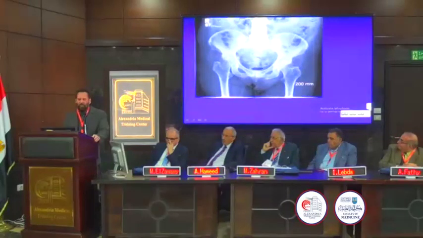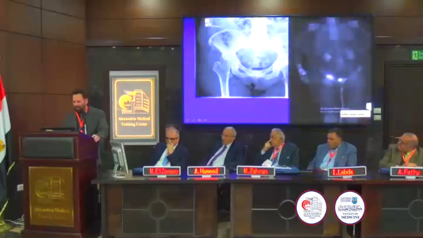Uniform joint space loss, loss of the subchondral white line, warm on bone scan. Now on MR, do you think the first-year resident can see this? The T1? Mezzo? So, I don't know. Again, I don't know what the answer is, but I think it's probably osteomyelitis.